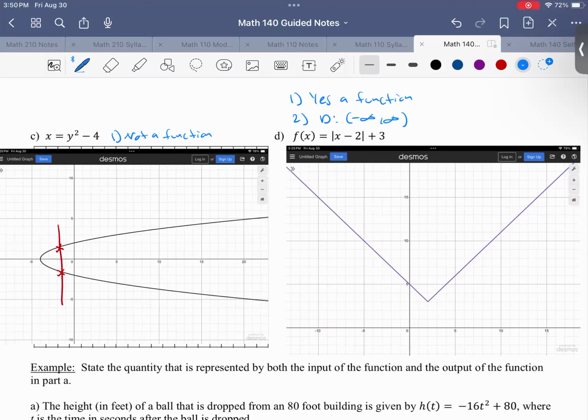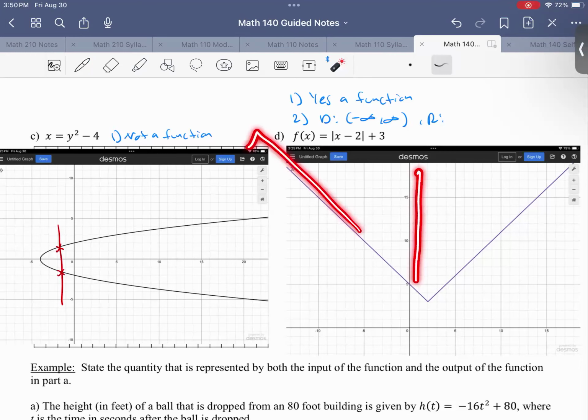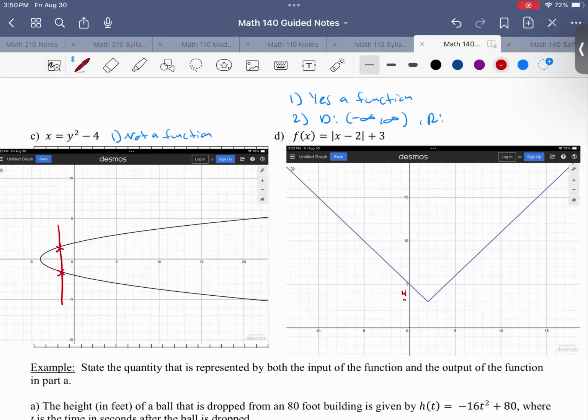And here's where our range gets a little different, right? Because yeah, we are going to infinity, because this guy's going up that way, that's going up that way. So there's no stopping going to infinity. But what's the lowest this graph goes? Well, the lowest it goes is right here at 3. That's as low as this graph goes. So really, the smallest it is is 3, and then it just goes off to infinity.